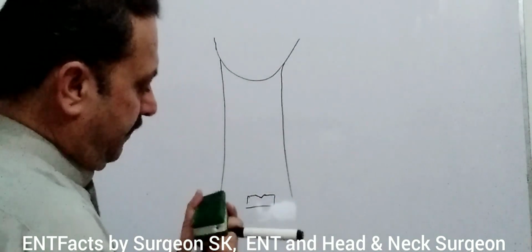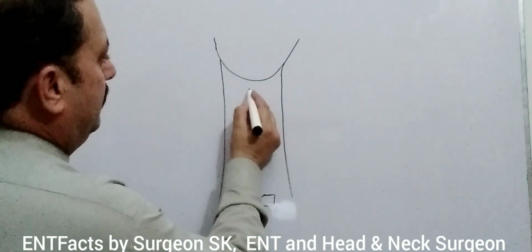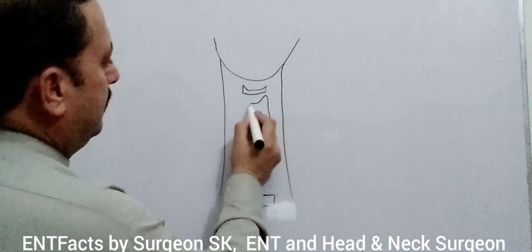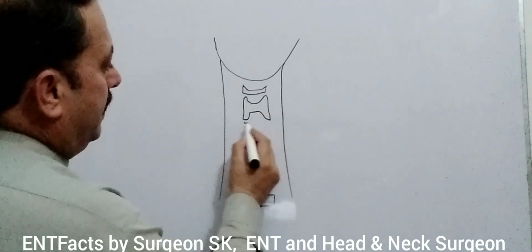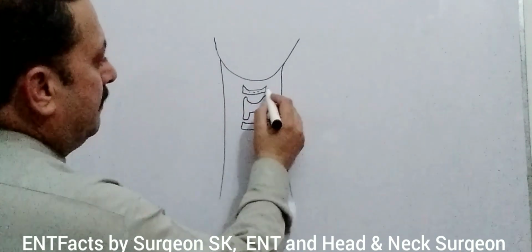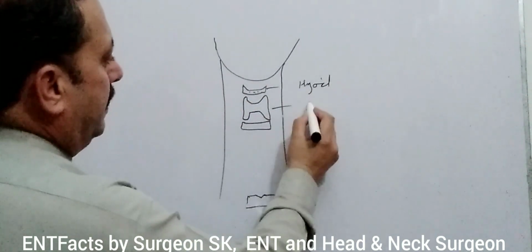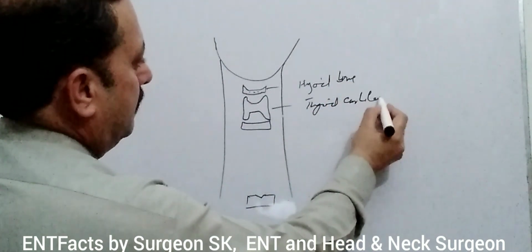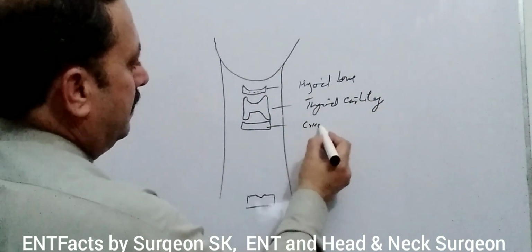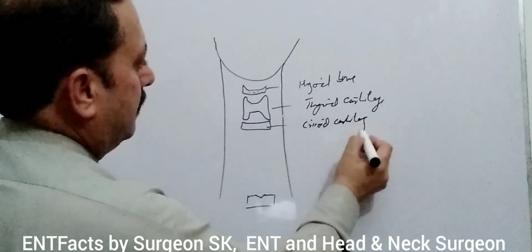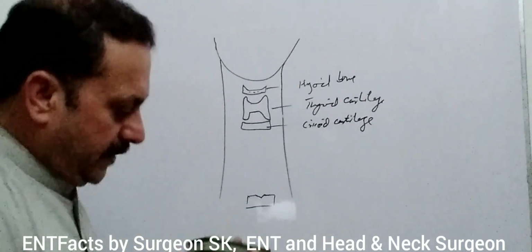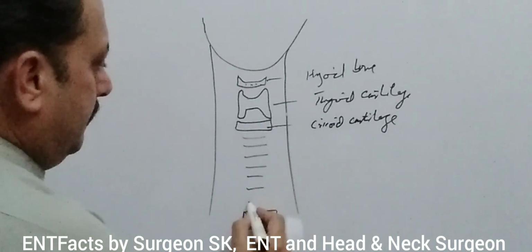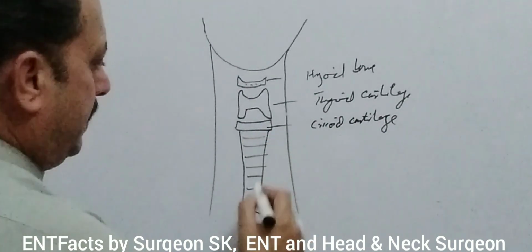Here, as I mentioned before, the hyoid bone, the thyroid cartilage, and the cricoid cartilage. Hyoid bone, thyroid cartilage, and cricoid cartilage. And also the tracheal rings to make the trachea.